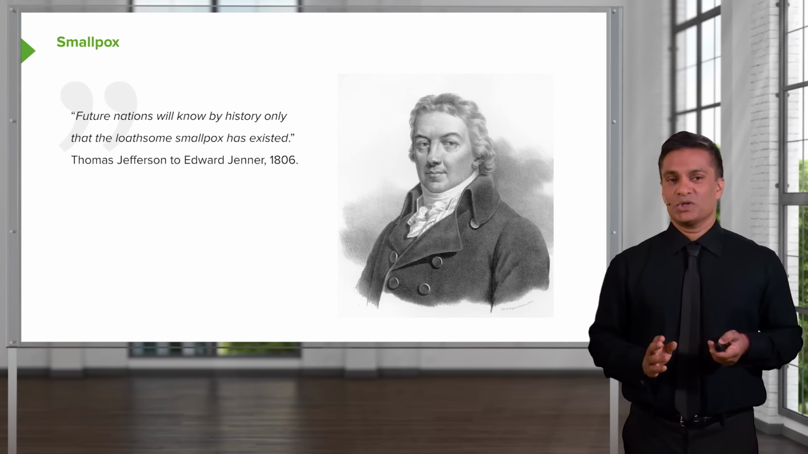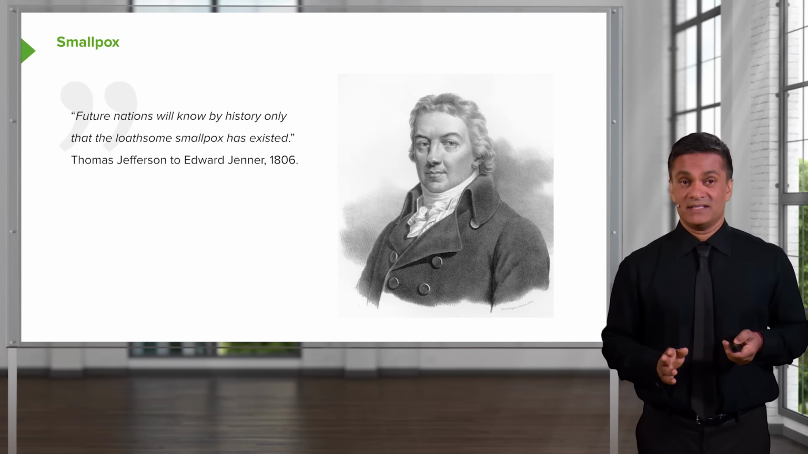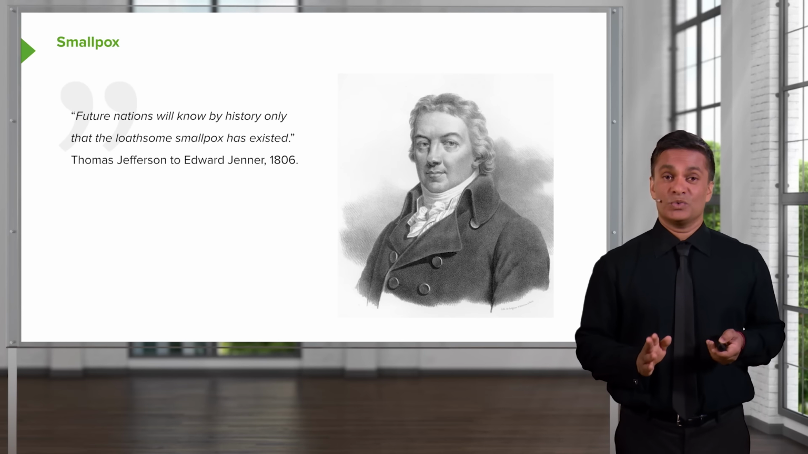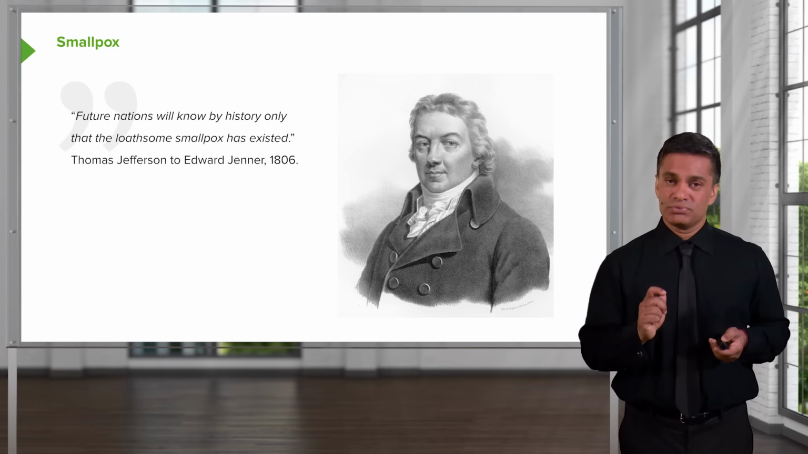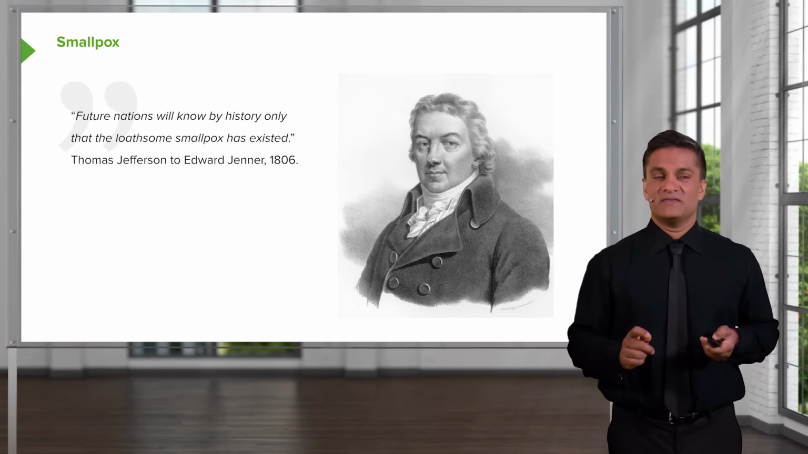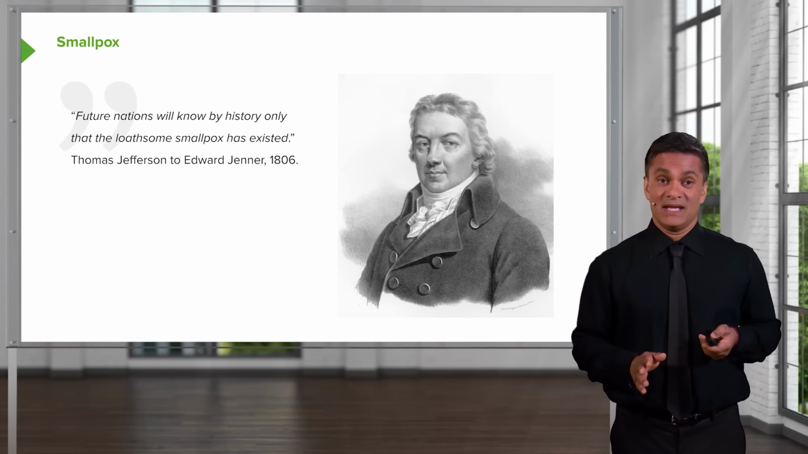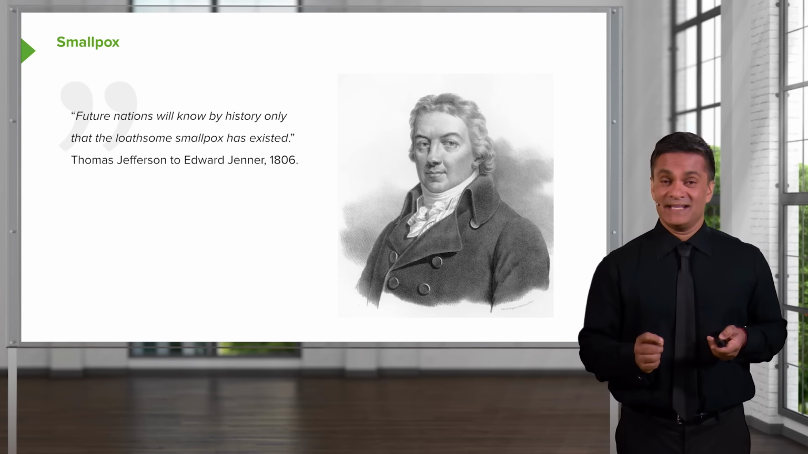I love this particular quote by Thomas Jefferson in a letter to Edward Jenner in 1806. He says, and the critical part of this letter is the last sentence, "Future nations will know by history only that the loathsome smallpox has existed." It's important because Edward Jenner devised the first workable smallpox vaccine in the early 1800s. And Thomas Jefferson implies in his letter that due to that vaccine, we will no longer have a smallpox problem. But it took another 180 years for us to truly eradicate smallpox.